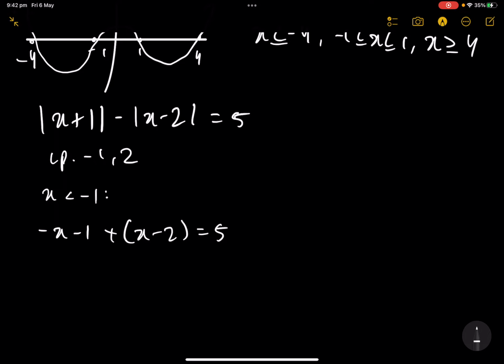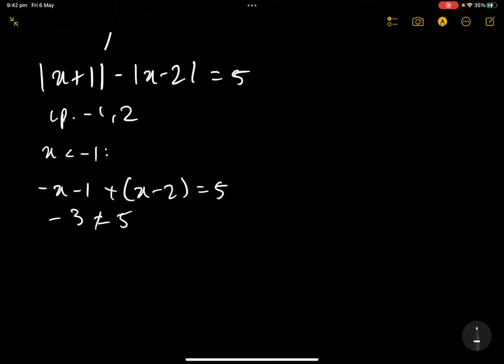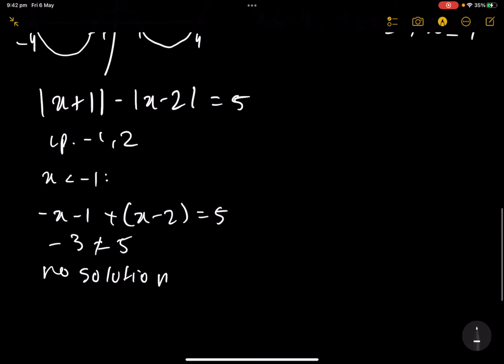So x cancels out, and that is -3 equals 5. That is obviously not true, so that's no solution. And then we go to our next domain, which is -1 less than or equal to x. Now I always put the greater than or equal to sign on these domains, never on this one. I don't know why. Looks better. I don't care.